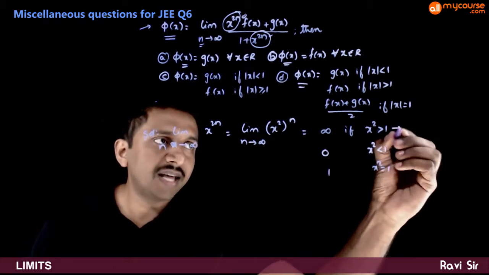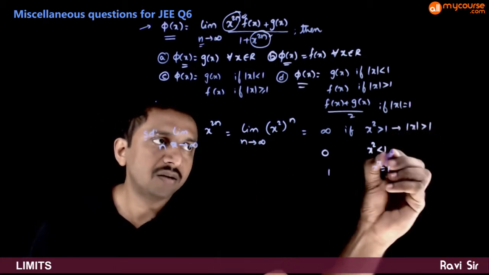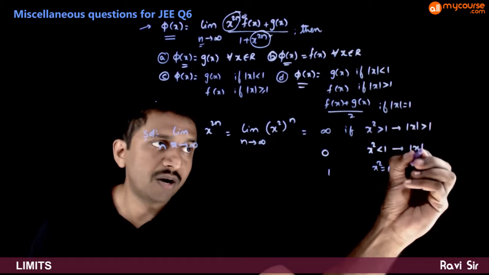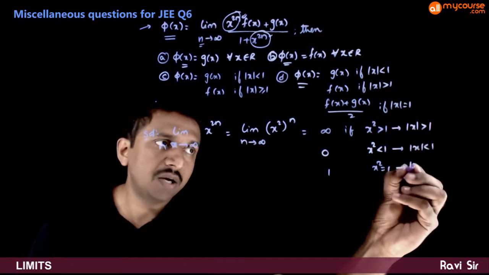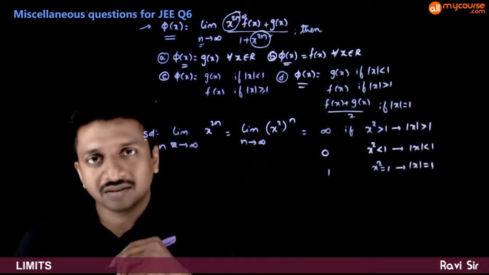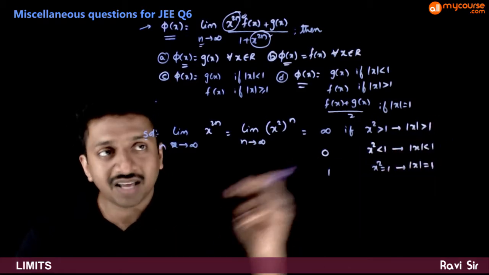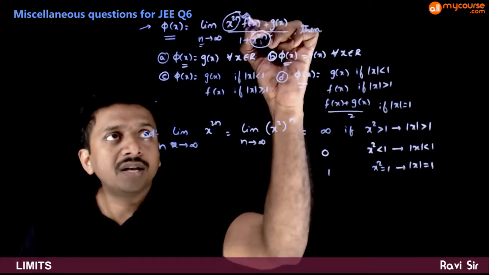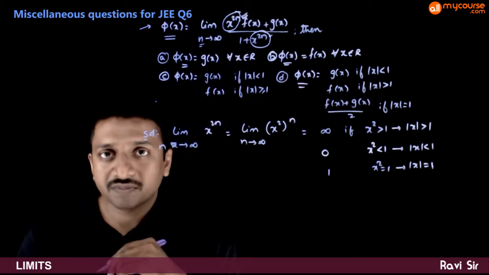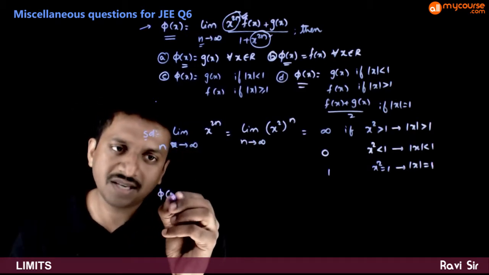x^2 greater than 1 implies mod x greater than 1. x^2 less than 1 means mod x less than 1. x^2 equal to 1 means mod x is equal to 1. So in different cases, this x^(2n) tends to different values. So let us see what phi of x is.